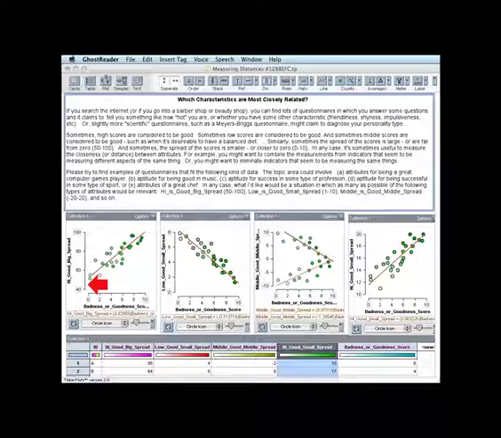Sometimes the spread of the scores is large, like 50 to 100. And sometimes, the spread of the scores is small, like 0 to 10. In any case, it's sometimes useful to measure the closeness, or distance, between attributes. For example, you might want to combine the measurements from indicators that seem to be measuring different aspects of the same thing. Or, you might want to eliminate indicators that seem to be measuring the same things.